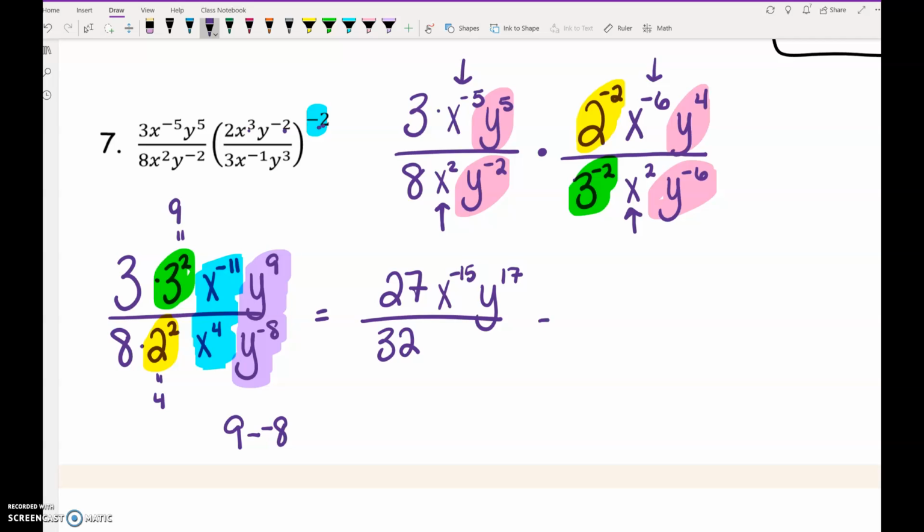What's the last thing we need to do? Get that x to the negative 15th to the bottom. So we'll have 27 y to the 17th over 32 x to the 15th. We should probably check to see if we could simplify the fraction.